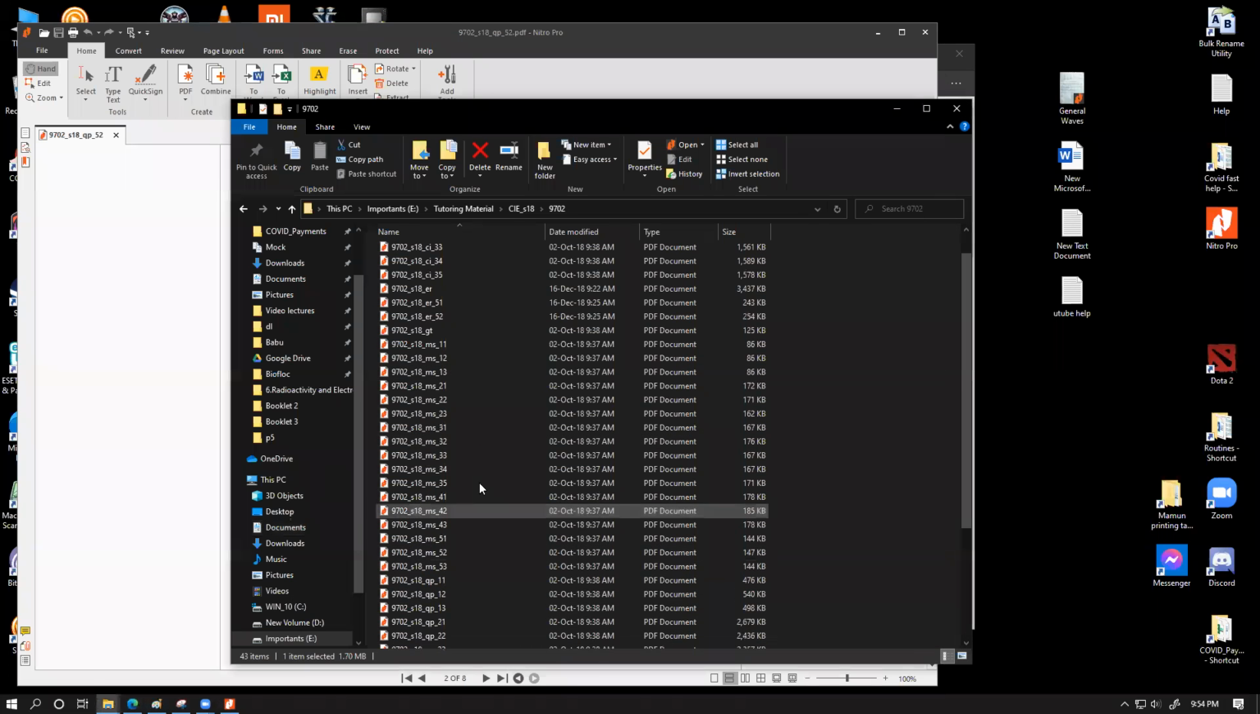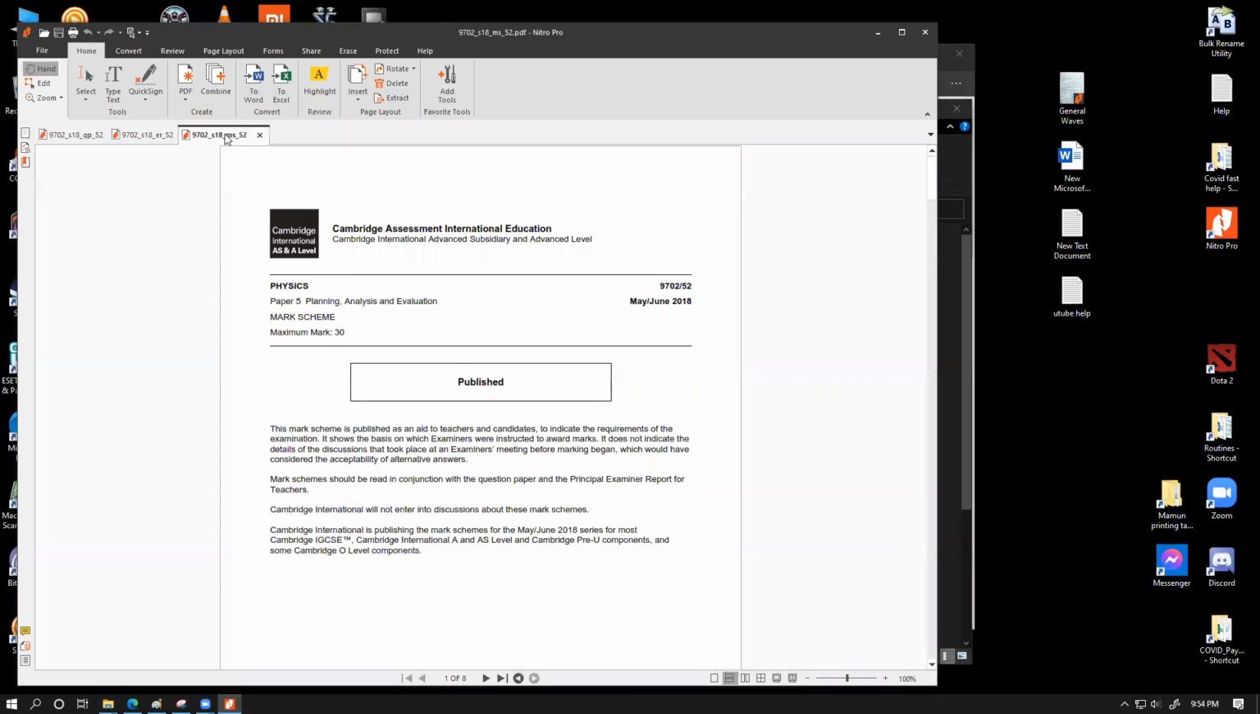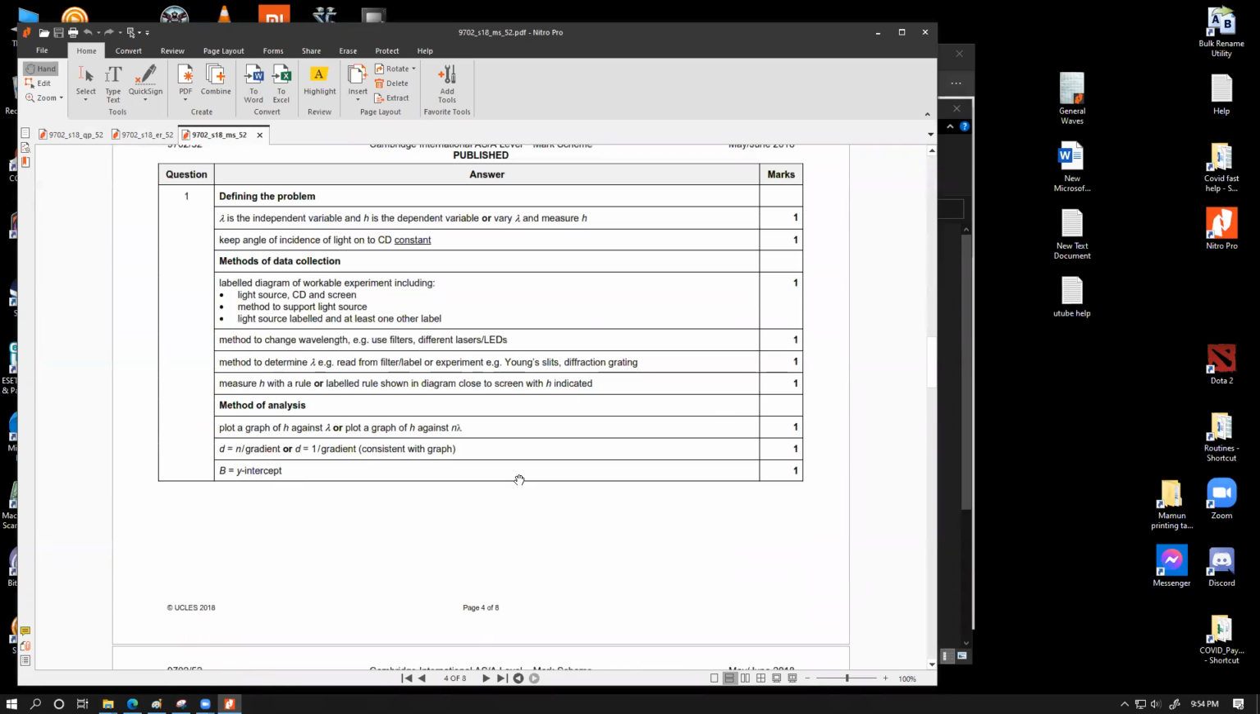This is 52. Yeah, 52. Lambda is a maneuverable, electricity maneuverable, vary lambda and measure H, keep angle of incidence on light or onto CD constant. Okay, they have mentioned about the angle. এখানে কি আমরা প্রতিবার প্রোটেক্টর দিয়ে মেজার করব অ্যাঙ্গেলটা? I would not prefer to mention that.